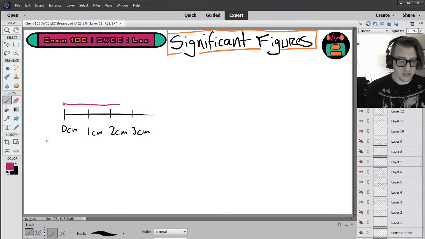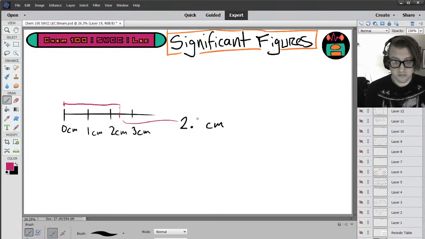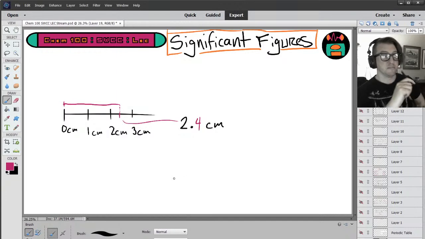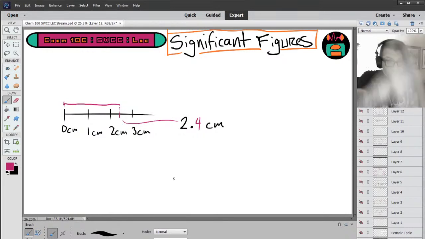And so you look at it, and you're like, well, let's see. What does that look like to you? It doesn't quite look like a half. To me, this looks like maybe 2.4 centimeters. Maybe it's 2.4. Here's the thing. If you said, nah, Josh, to me that looks like it's 2.5, or maybe it looks like 2.3 to you, I can't tell you you're wrong. I can't, because there are no markings there.